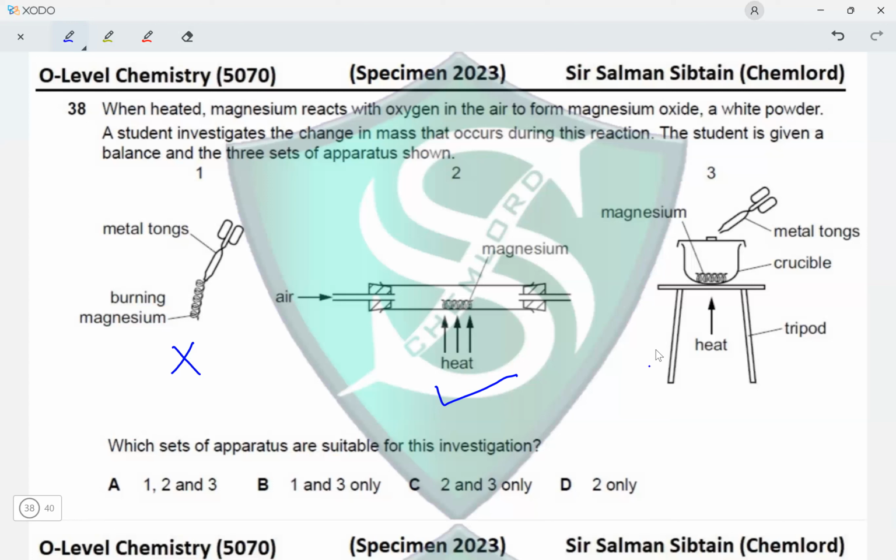In the third setup, we have a crucible with magnesium in it, and it is being heated on a tripod. So in this case also, before the heating is done, the mass of the crucible plus magnesium metal can be measured, and after the heating is done, the apparatus can be cooled and the mass of the crucible and magnesium oxide it contains can be measured. So measuring of mass is possible in the experimental setup 3, making experiments 2 and 3 correct modes of investigation and experiment 1 incorrect. So, as a result, the correct answer for this question is option C.